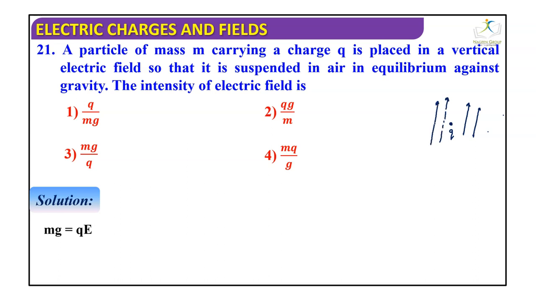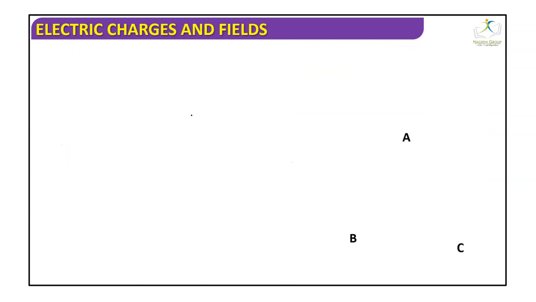Clear? And gravity, as you can see, applies against it. So this will be mg, and the force because of this electric field is applied in the upward direction, which is QE. So they both will balance each other. That's why mg is equal to QE came here. So E is equal to mg by Q. According to that, the third option is the correct answer.